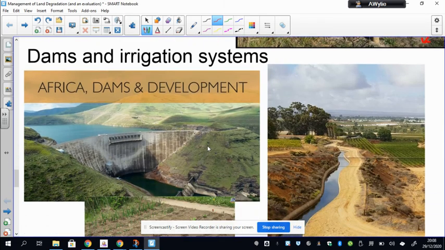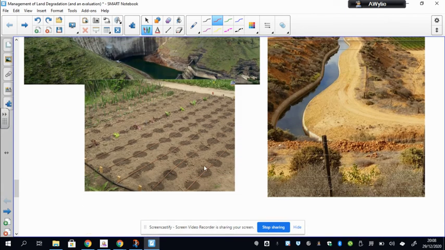Right, our last solution is dams and irrigation systems. So this is an idea that during the wet season, when you've got a huge amount of water, what you actually want to do is trap it behind these systems of dams, which means that during the dry season, you can have a continual water supply. Now, that's important because having a continual water supply allows farmers to continually water their crops, as we can see down here in a drip irrigation system.